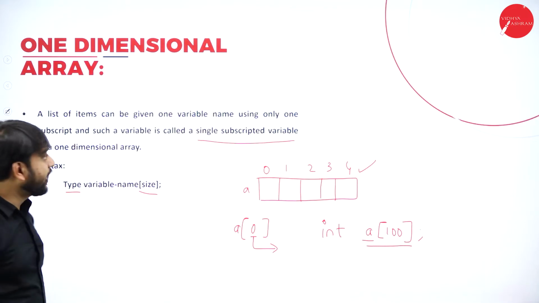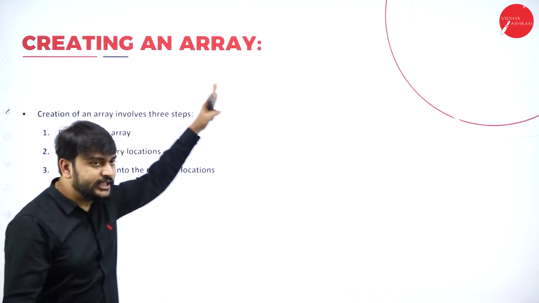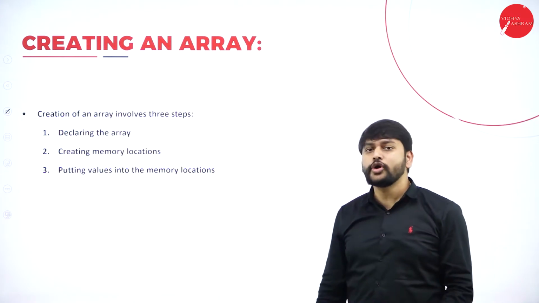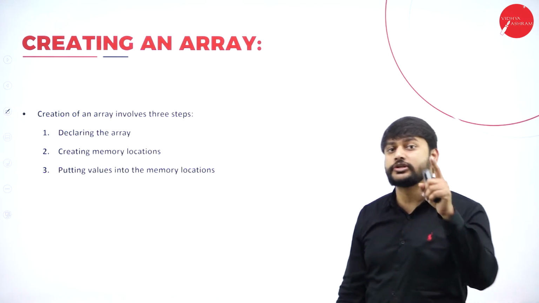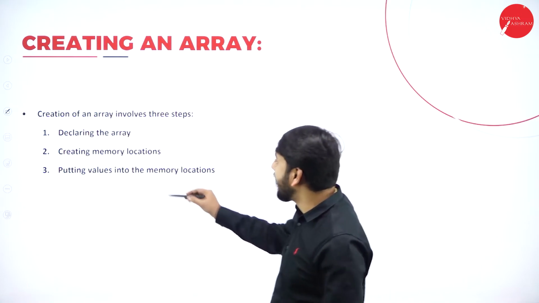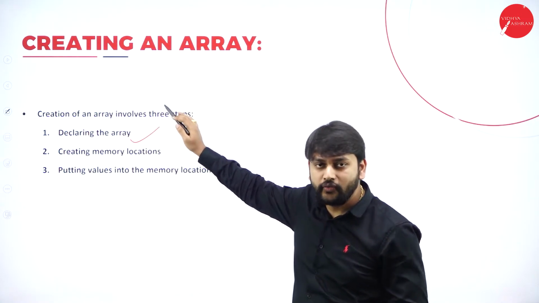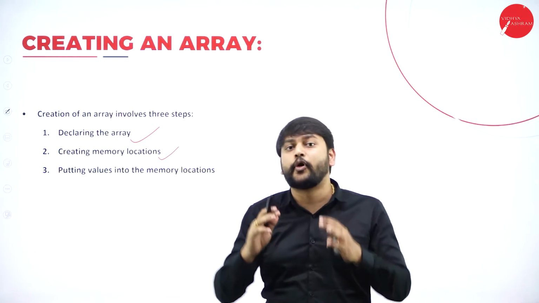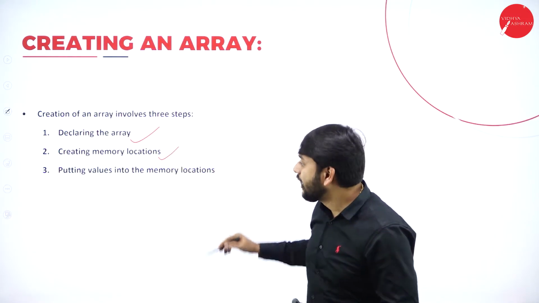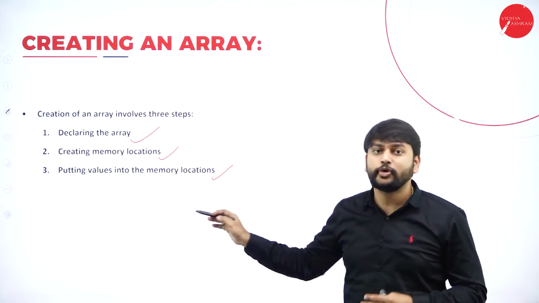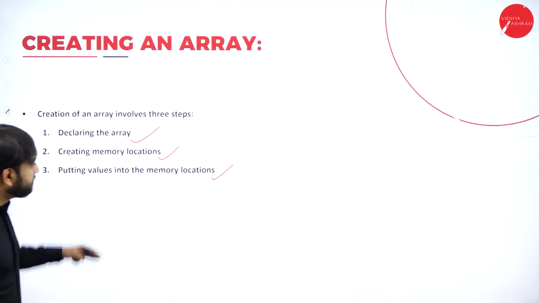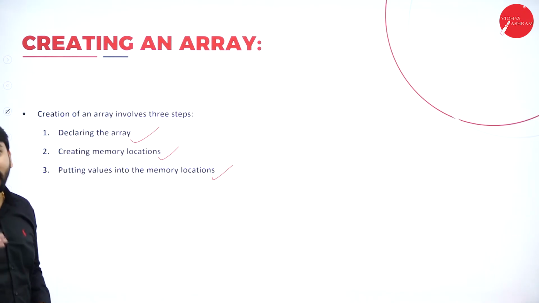So the next topic that we have is creating an array. So guys, observe here, what do I have to do? When I want to create, I will be coming across three points. The first one is declaring the array. We have already seen that. The second important step with respect to the array is creating a memory location. And the third one, putting the values in the memory location, is a very important thing. So let's understand these steps one by one in detail.